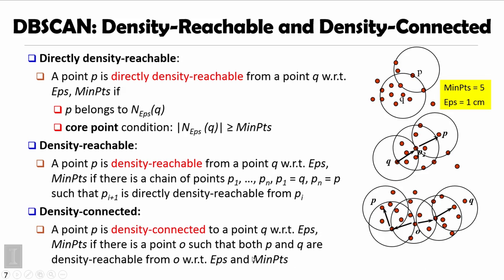Then we define another notion called density connected. We say point P is density connected to point Q if there exists a point O which is density reachable to P and also density reachable to Q. That means P and Q both can be at the border, but as long as there is a point O which is density reachable to these 2 points, then these 2 points are density connected, or we say they are in the same cluster.